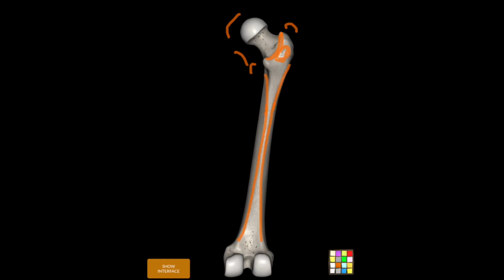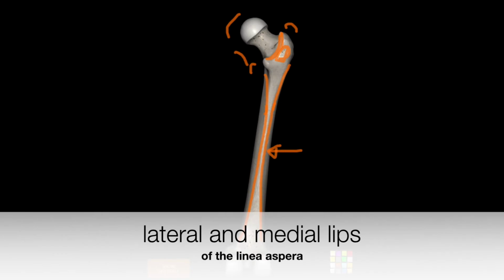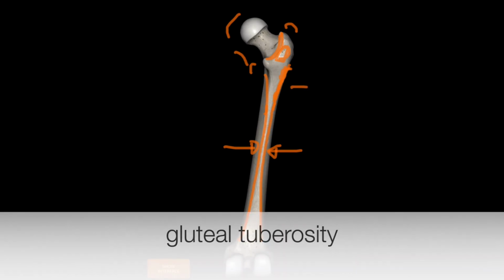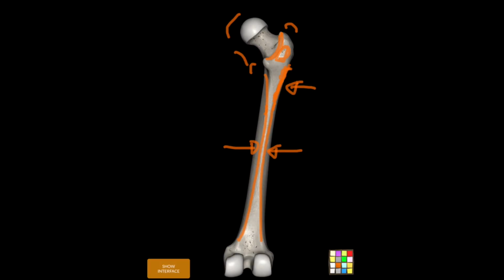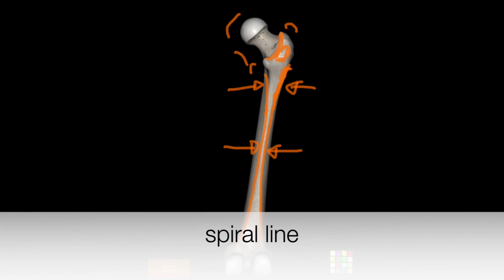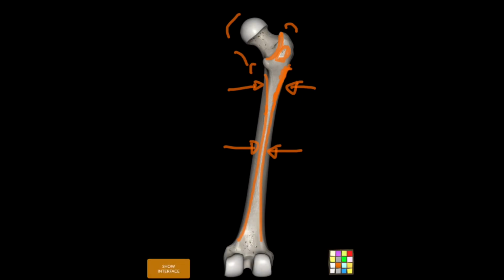The linea aspera centrally has lateral and medial lips, and these are separate proximally. Laterally, this is the gluteal tuberosity here, and medially, the medial lip blends with the spiral line, which is a continuation of the intertrochanteric line from the anterior aspect. It spirals around the proximal shaft of the femur. We'll have a look at that more closely.